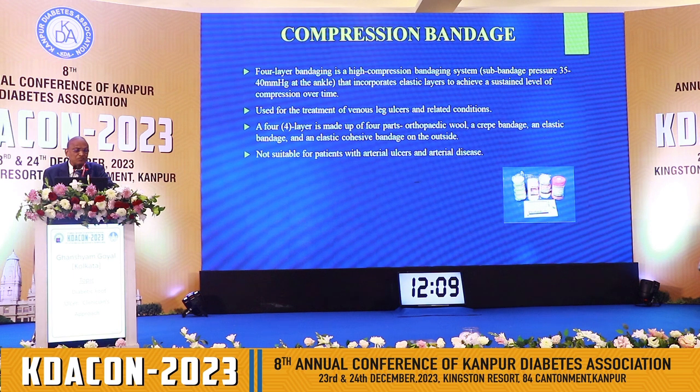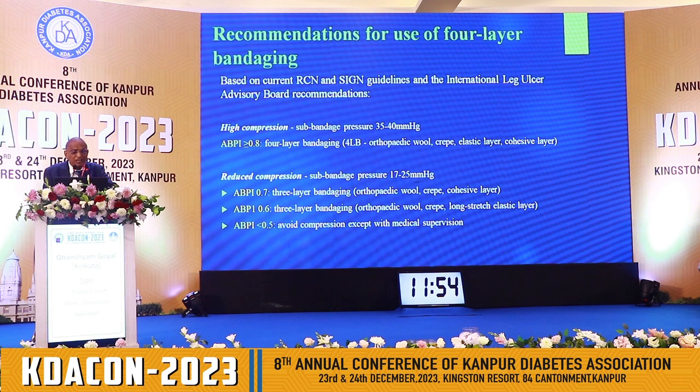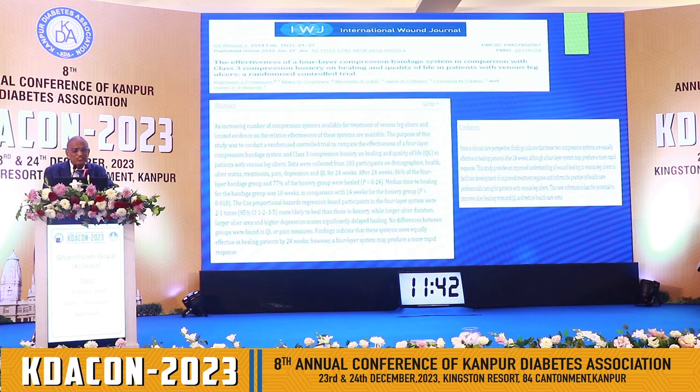About the compression bandage, you know, varicose ulcer is a very big problem now all across the globe, and this 4-layer compression bandage gives fantastic results. It consists of orthopedic wool, crepe, and elastic bandage, and we have done this in around 700 patients and find fantastic results. Ulcers generally heal in an average of 3 months. Sometimes if the ulcer is smaller, around 4 weeks, otherwise maybe 6 to 8 weeks.